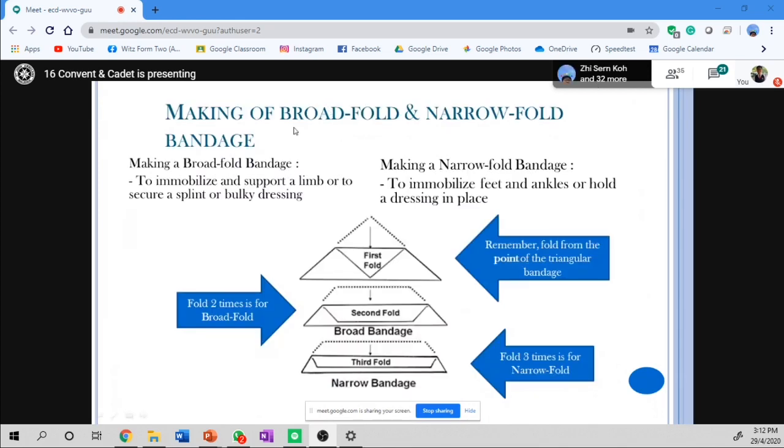Okay. So next, making the broad fold and narrow fold. Broad means wide, big. Narrow means less wide, a bit smaller. You can try it now if you have the triangular bandage with you. For the broad fold, you fold one time, as you can see here, the first fold, then the second fold. After you fold the second fold, it becomes your broad bandage. Then you fold one more time, the third fold, and it is a narrow bandage.